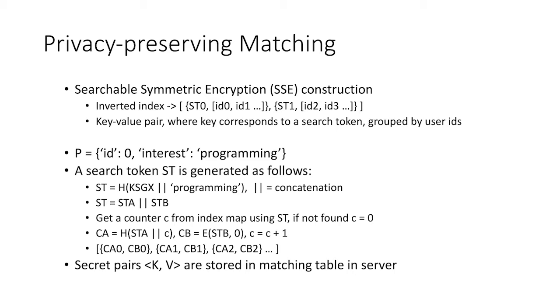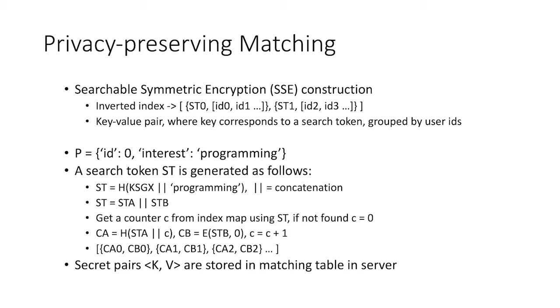The search token for this attribute is computed as follows. The attribute is joined with the master key of the secure enclave, and digested using a deterministic function such as SHA-256 or so. The result of the deterministic function is used as a search token. Then next we have a secret pair. The secret pair is the key-value pair that is stored in the matching table inside the untrusted server.